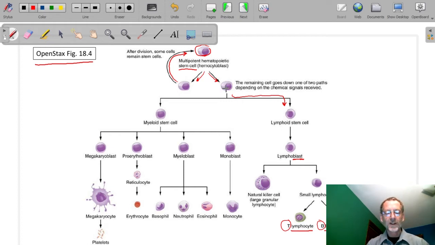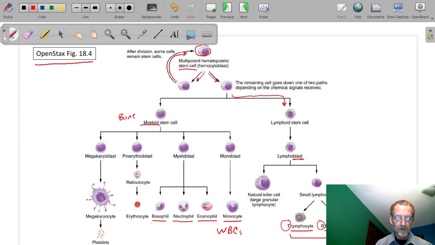To back up to the top of the figure, taking the other path, myeloid is referring to bone marrow in particular. The myeloid stem cells can differentiate into four different lineages, four different types. Again, all I really want you to pay attention to at this point are the different types of cells that get formed. So we have lymphocytes here that come in two flavors. We have monocytes, eosinophils, neutrophils, and basophils. All of these are white blood cells. They're all part of the immune system.